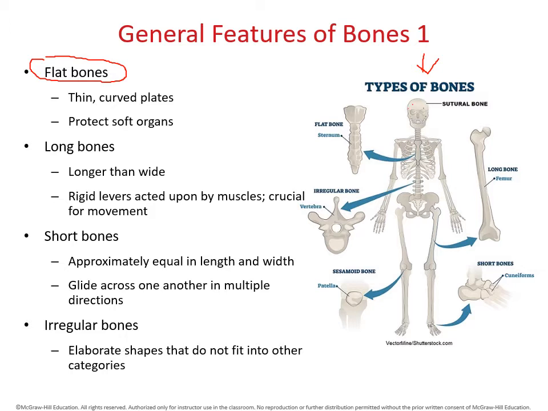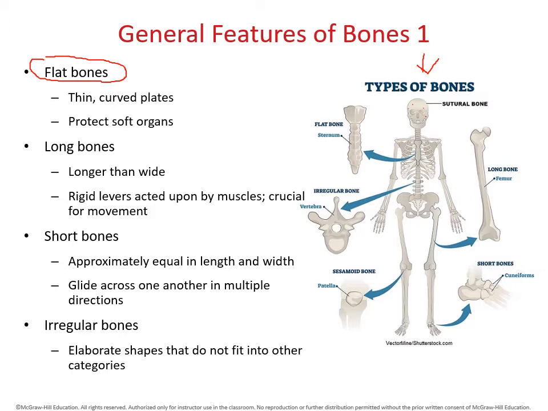In a little bit, we're going to talk about, for instance, how you have the bone that makes up the forehead, that's your frontal bone, the bones that make up the back of your skull, that's your occipital bone, and then the bones that make up the side of the skull, those are the parietal and the temporal bones. Those bones are all examples of very flat bones.